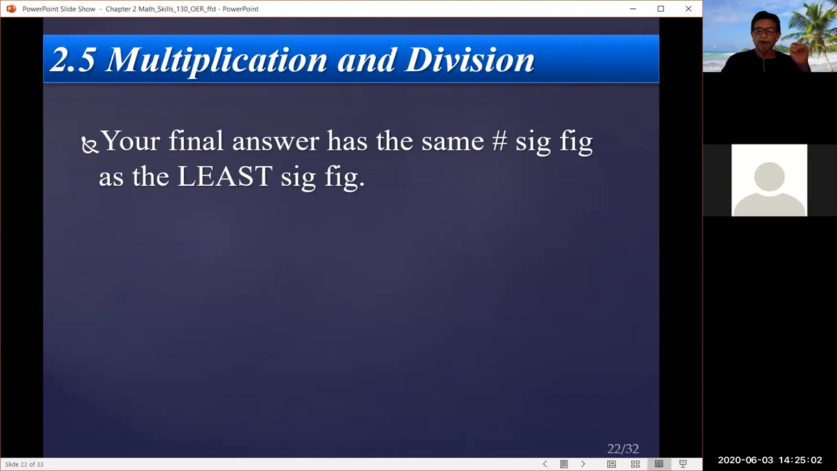Now, multiplying and dividing, the final answer should have no more sig figs than the least sig fig. So here we have 3.546 times 1.4. Okay, we're going to do a simple multiplication. We first identify how many sig figs we have. You can see that 3.546 has 4 sig figs and 1.4 has 2 sig figs.